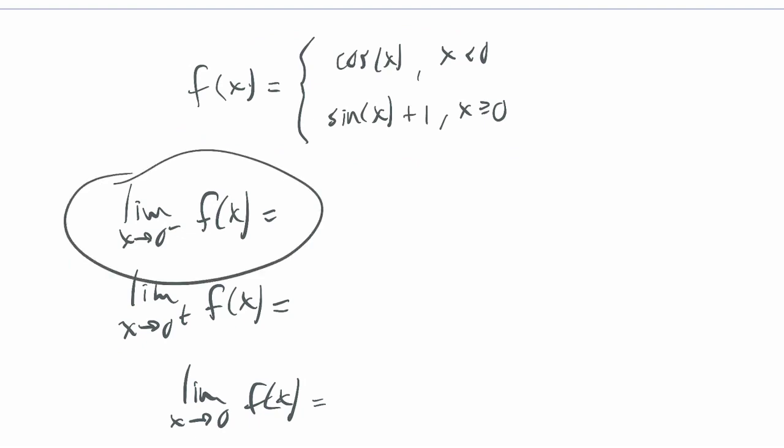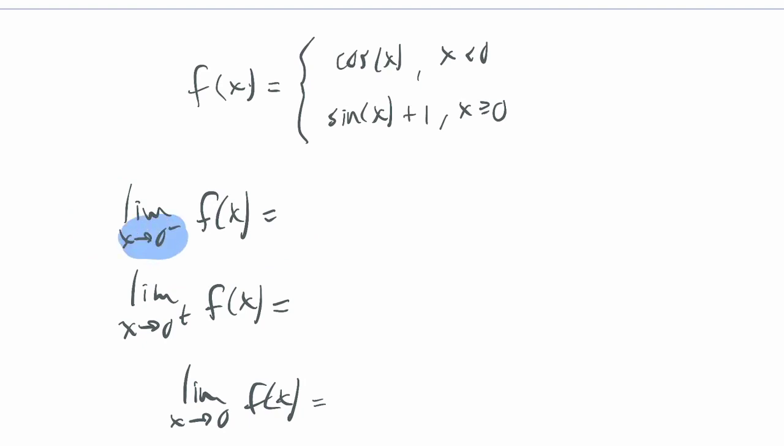So I'm going to start by saying that the limit as x goes to 0 from the left of f of x equals, that's where I'm starting from. I'm saying, what's the left side limit? And then since x is going to 0 from the left, on a number line x would be less than 0. So I'm going to use the top formula in the piecewise defined function. Then I'll have the limit as x goes to 0 from the left of cosine of x.